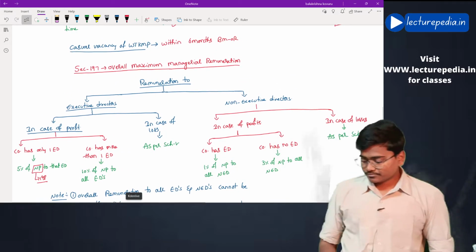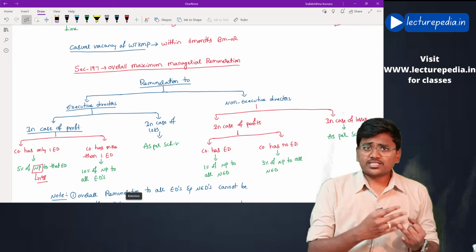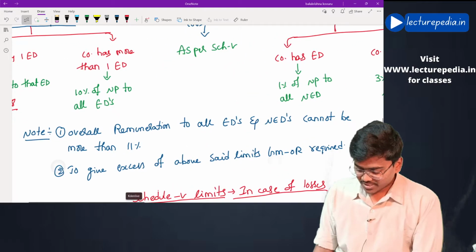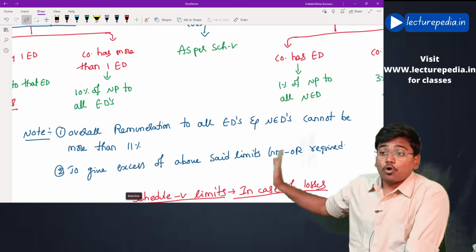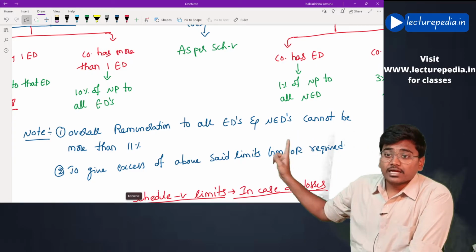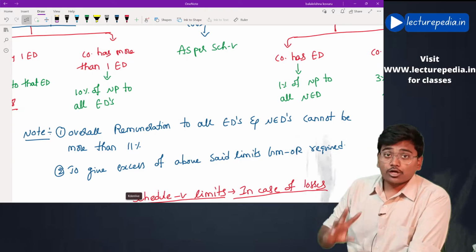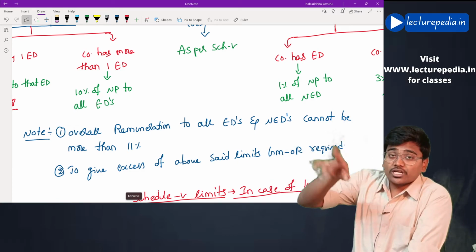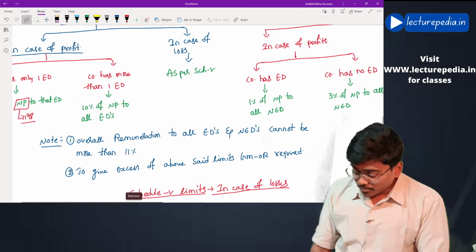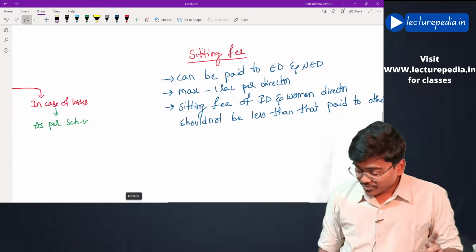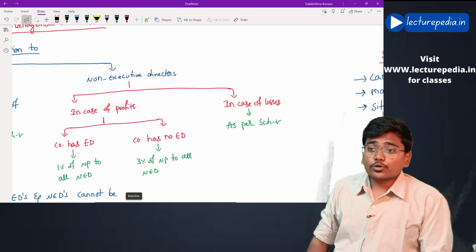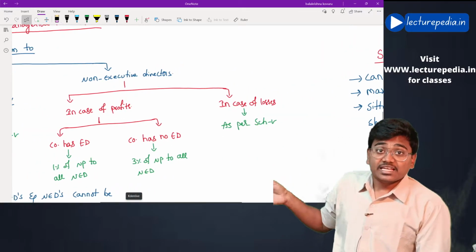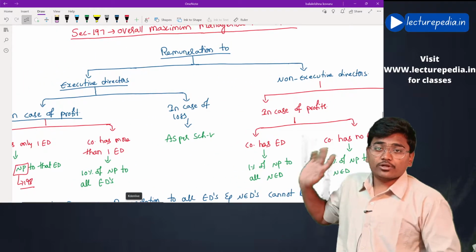Okay, now these are the limits of 1%, 3%, 5% and 10%, and the overall limit of 11%. See, overall remuneration to all the executive directors and non-executive directors cannot be more than 11%. This is the overall limit of remuneration that is paid both to executive and non-executive together. And also the amount of sitting fee that you are paying should not be included for calculating these percentages. Okay, the amount of sitting fee is in addition to the remuneration that you have calculated here. Hope that is clear.